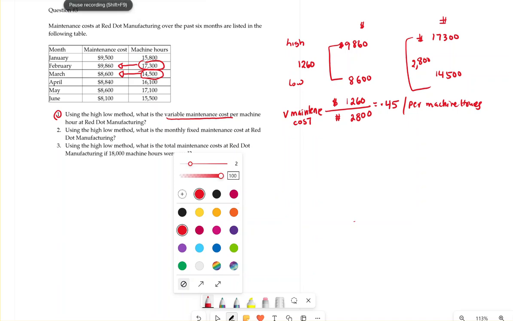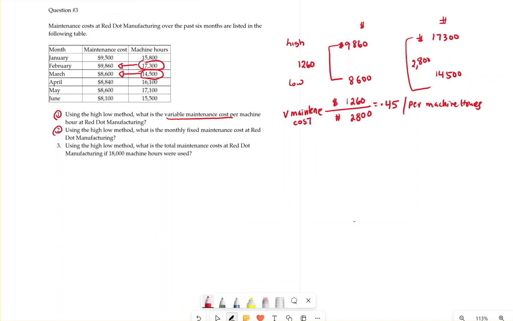So that was the first one. Number two was using the high-low method, what is the monthly fixed maintenance? So we have y equal to a plus bx. In this case, this is my total expenses, and this is my fixed, and this will be your variable.